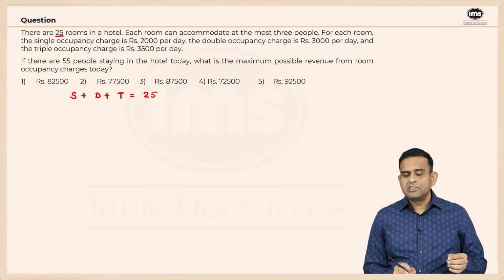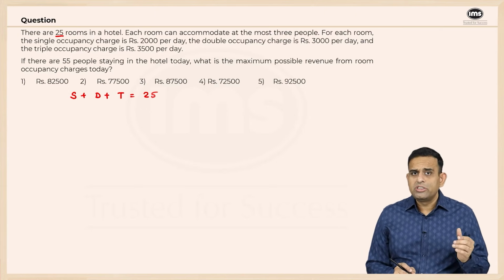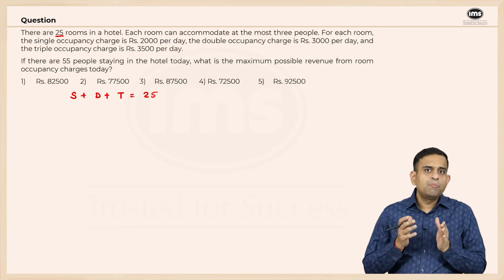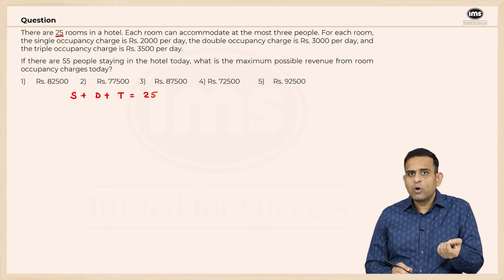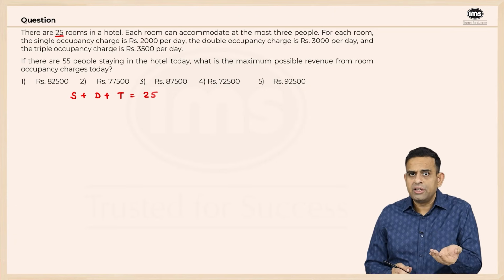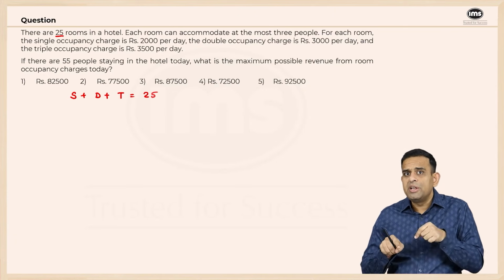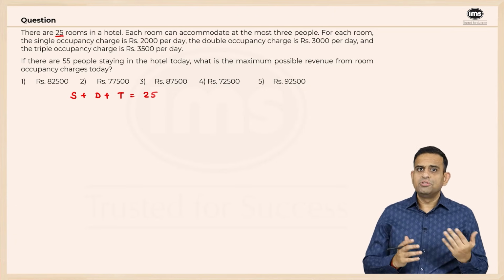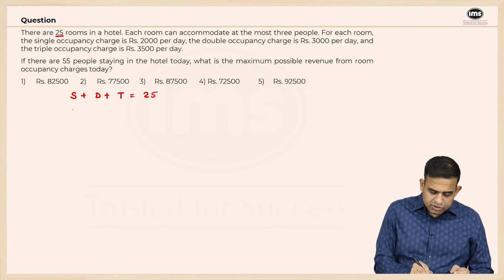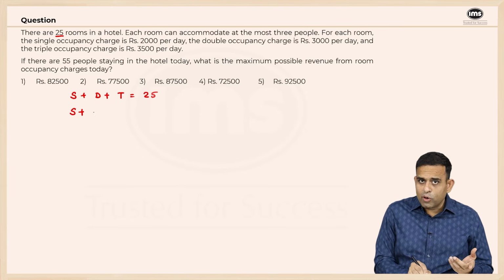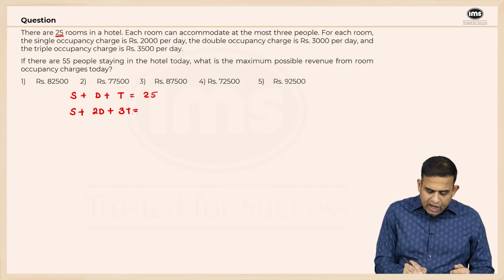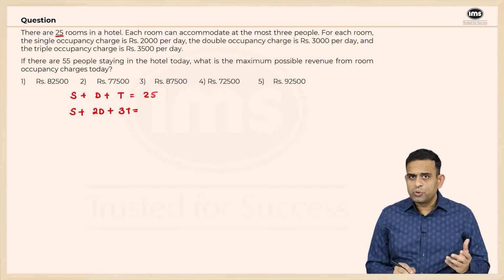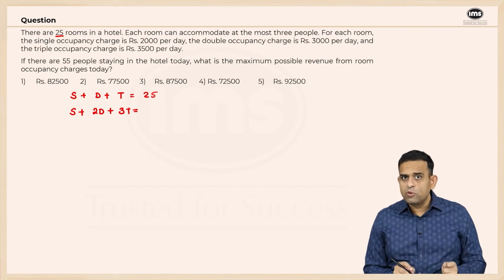At the same time, understand, if we have D number of rooms which are double occupancy, the number of people staying there must be equal to 2D. If I have T number of rooms where triple occupancy is there, the number of people staying there must be nothing but 3T. So again, if I use the logic of a Venn diagram here, I should say S plus 2D plus 3T is the number of people staying in those 25 rooms, and that must be equal to 55.